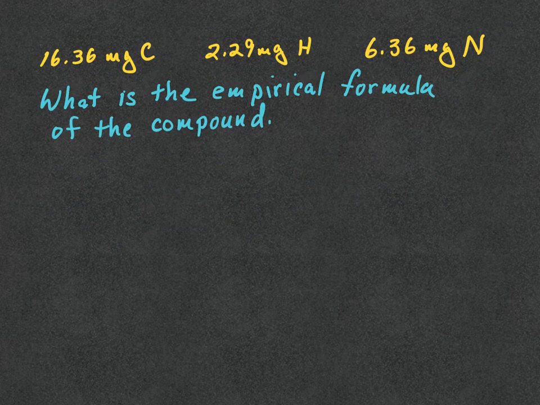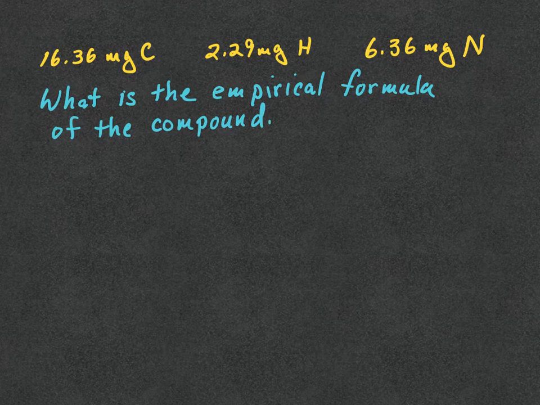So here is our transferred information. We have 16.36 milligrams of carbon, 2.29 milligrams of hydrogen, and 6.36 milligrams of nitrogen. Now remember, the empirical formula is the simplest ratio of atoms, and it's also the simplest ratio of moles. And so we can use these amounts to find the moles of each one to approach the ratio of moles that will give us the empirical formula.